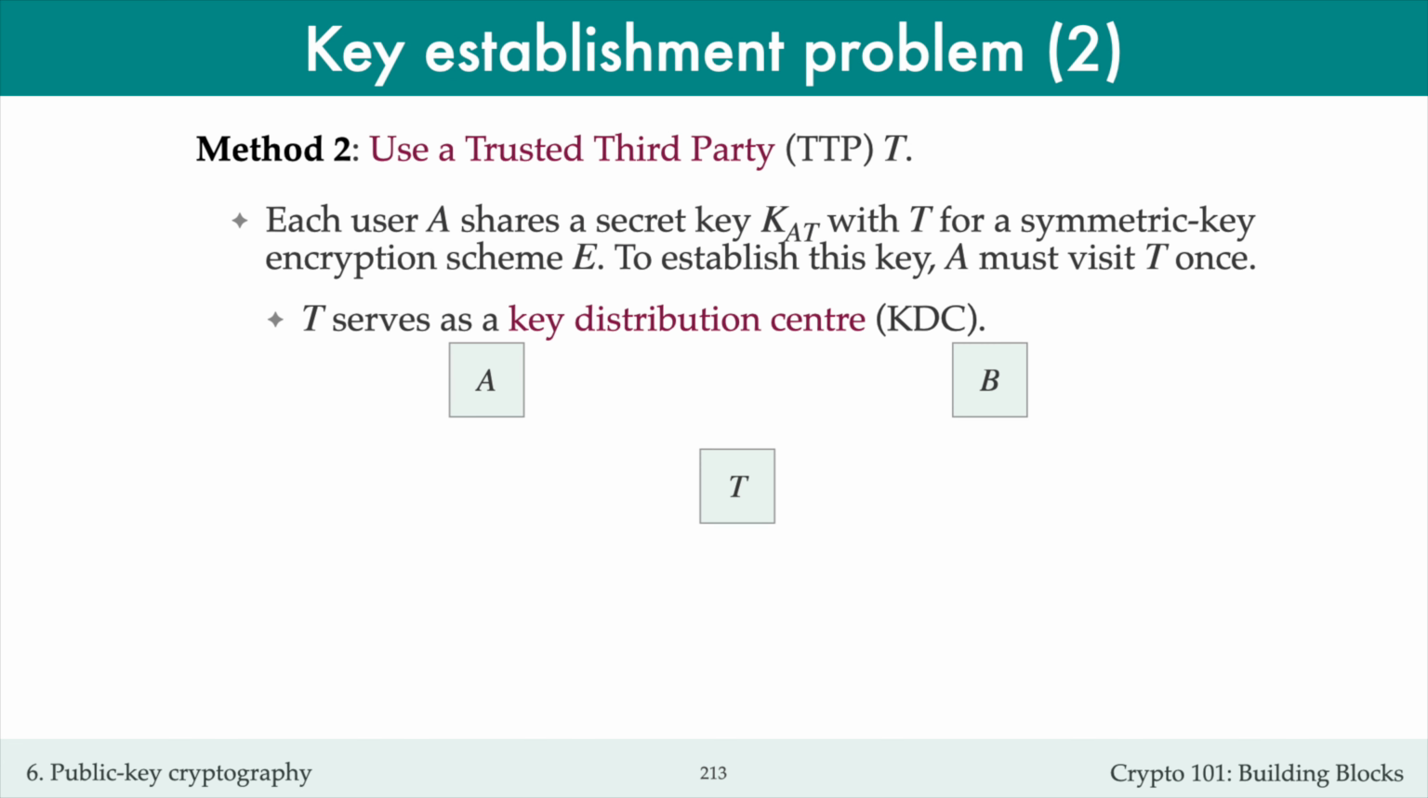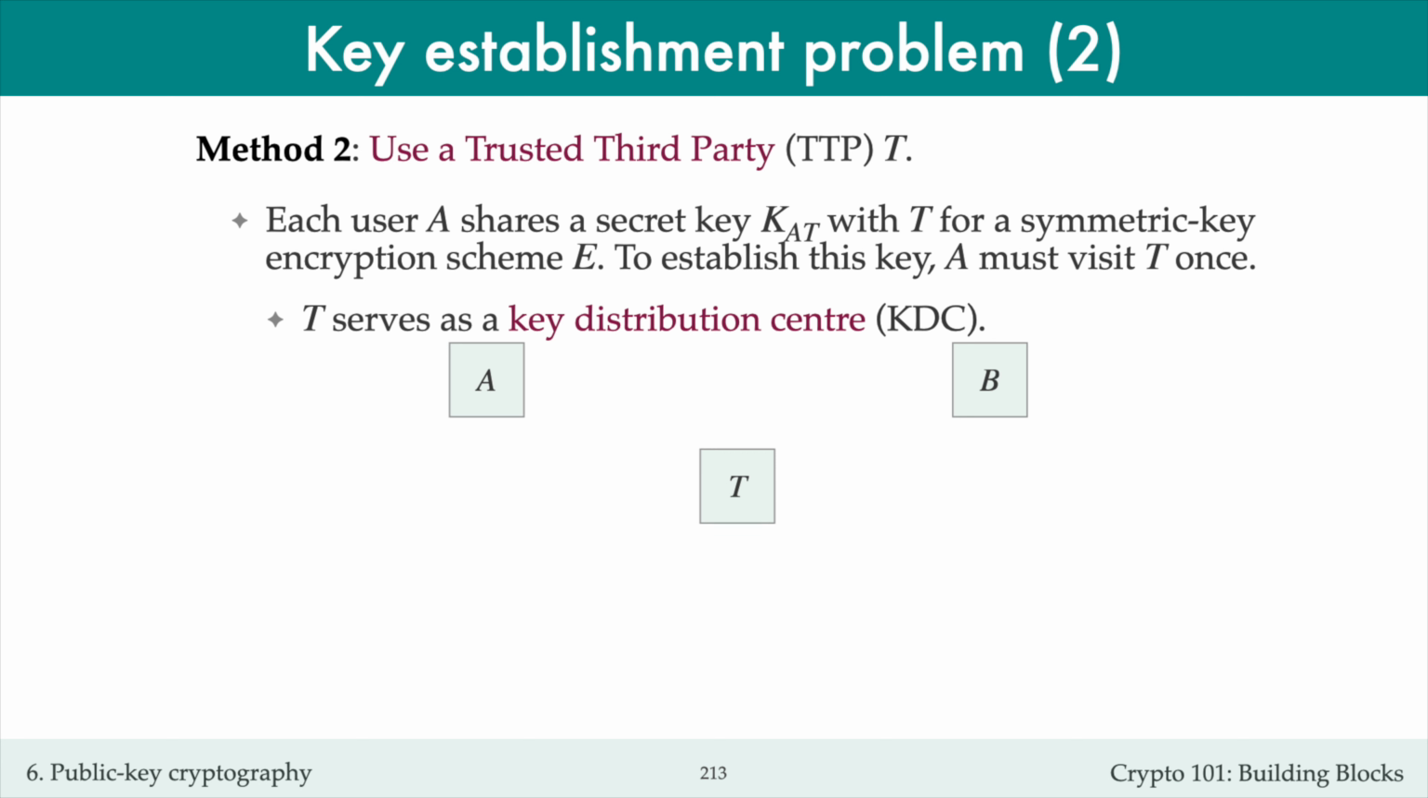A second method for key establishment is to use the services of a trusted third party, TTP. Here's a skeleton of how this might work in practice. Each user, say Alice, shares a secret key, KAT, with the trusted third party, T, for a symmetric key encryption scheme, E. To establish this key, Alice must physically visit T's facilities once. At a future point in time, T serves as a key distribution center.